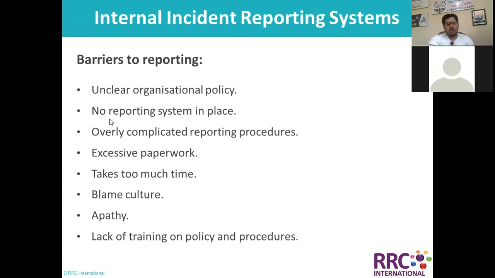And also, no reporting system in place, like no stop card, no red barrier, no near miss reporting card, something like that. The system is not in place. Overly complicated reporting procedures. Everyone can make anything complicated, but making things easier requires sound professional skills. A lot of barriers are still there, like excessive paperwork, taking too much time, blame culture, apathy, and also lack of training on policy and procedures. So these are the terrible barriers in reporting.